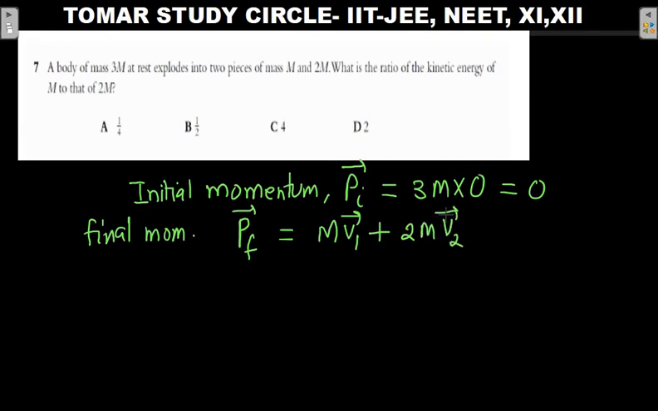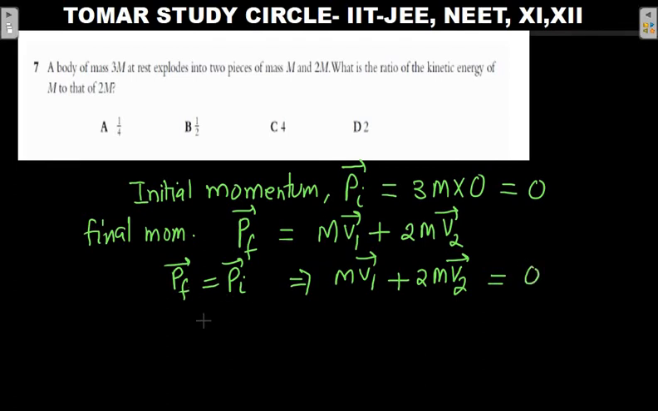Since the net external force on the system is 0, the final momentum will be equal to the initial momentum, that is p_f equals p_i. This implies m v1 plus 2m v2 will be equal to 0, or v2 will be equal to minus v1 by 2. The magnitude of v2 will be equal to half of the magnitude of v1.